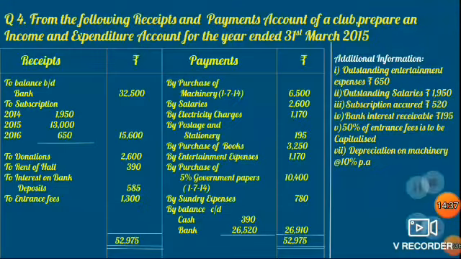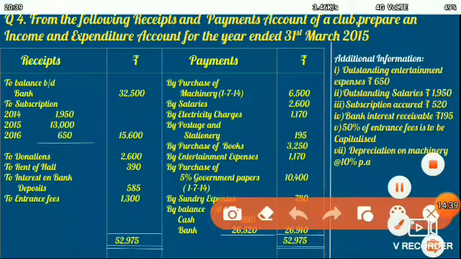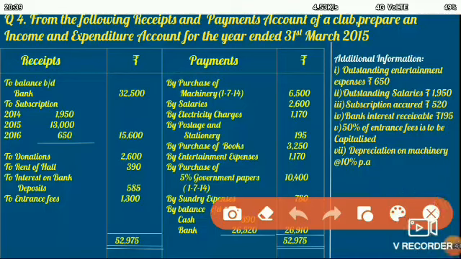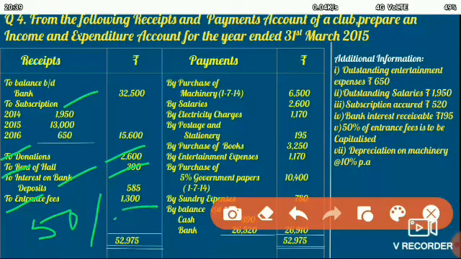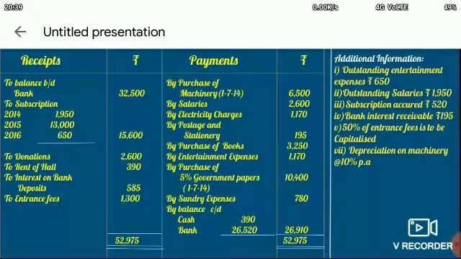Next, let us take the remaining items which do not require adjustment. Now towards the receipt side, subscription we have taken, then donation we have to take, then rent of hall we have to take, interest on bank deposit is completed, and entrance fees we have to take only 50% of 1300. So these are the three items we have to take which are remaining on the income side.